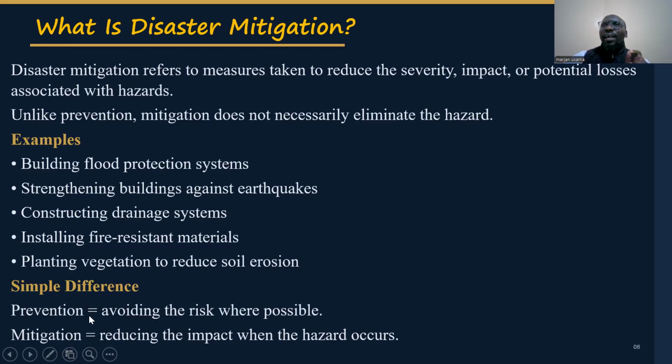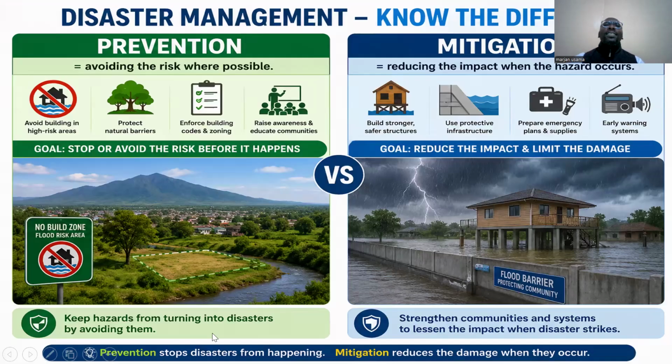Now, the key difference between prevention and mitigation is what? In an exam, you can be asked this question. So prevention is avoiding the risk where possible. Avoiding the risks completely if possible. As for mitigation, reducing the impact of disasters, reducing the impact. Now you can see here clearly they are explaining to us the difference between what? The difference between prevention and mitigation.